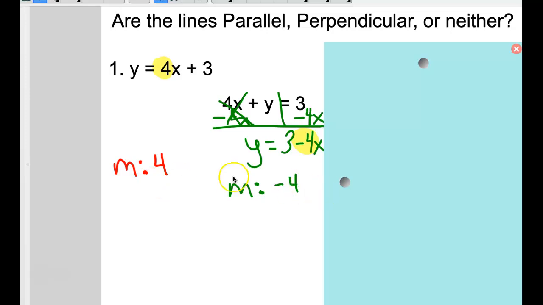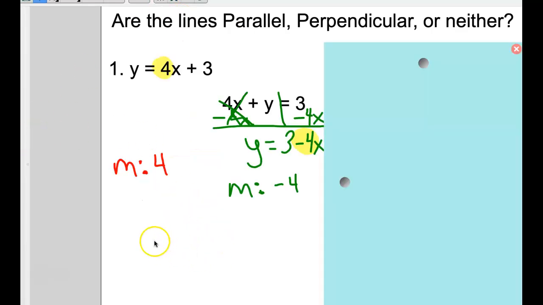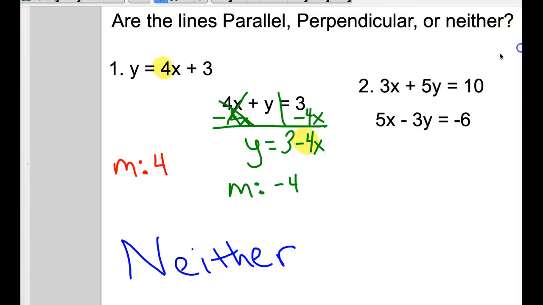And then I'm going to compare the two slopes. Because 4 and -4 are not the same, they're also not opposites and flips, because remember, it has to be both. They are opposites, one's positive, one's negative, but they didn't flip that fraction, which means that these two equations are neither. They are neither parallel, nor perpendicular. If we were to graph them, they would just be intersecting lines, right? Let's do another one.